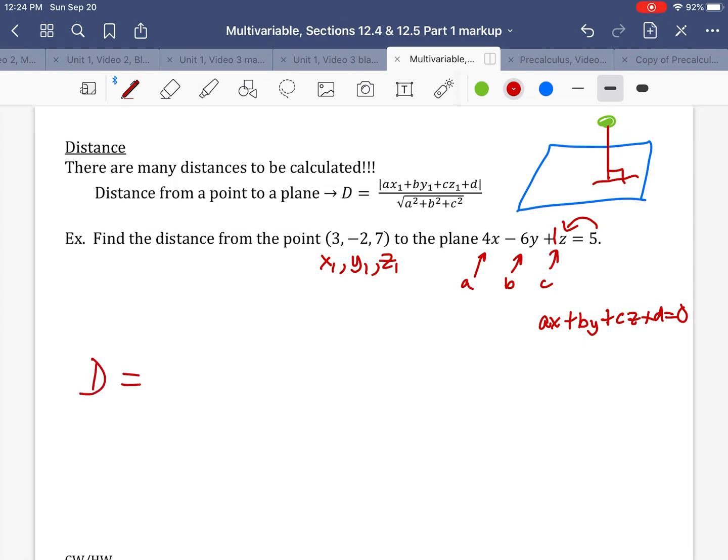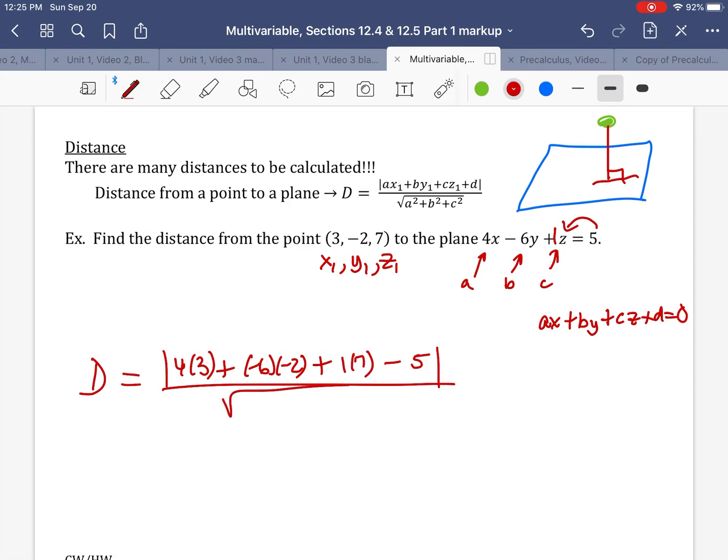All right, so here's my distance. Up top, I have these bars here. I have A times x1, so I have 4 times 3. Then I have plus B, so I have negative 6 times negative 2, plus C, which is 1 times 7. And then D is coming over as a negative, so I'm going to put negative 5. On the bottom, I do the magnitude of the normal vector, so that would be 16 plus 36 plus 1.